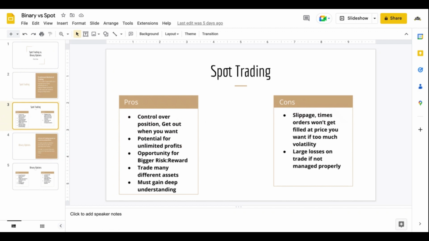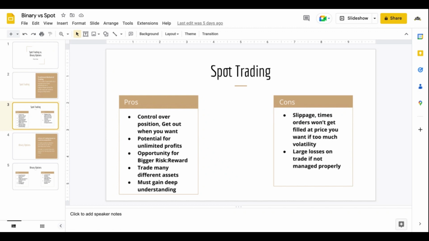You also have the potential for unlimited profits. So with spot trading, you make money by the pip. So as the market is ticking, if it's ticking in your direction, you are making profits, and it can tick as much as it wants. So you have unlimited profits.